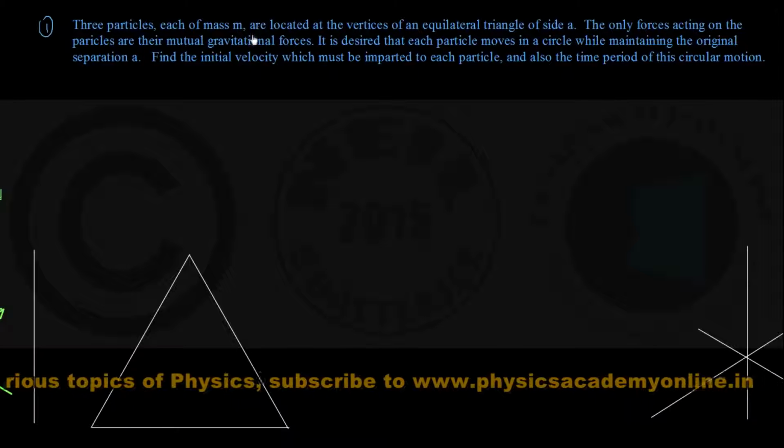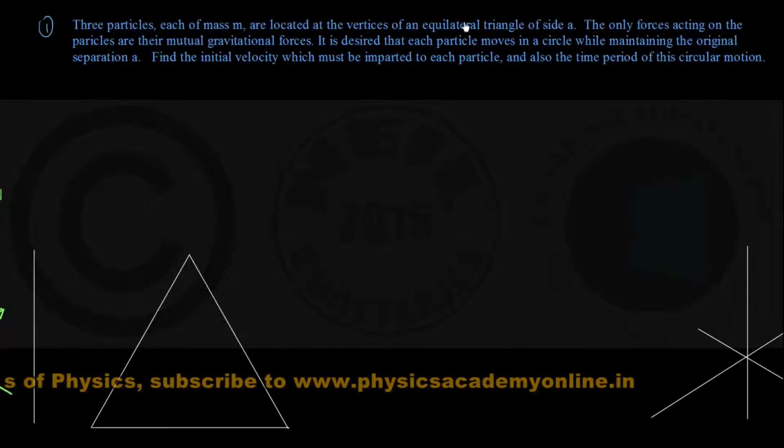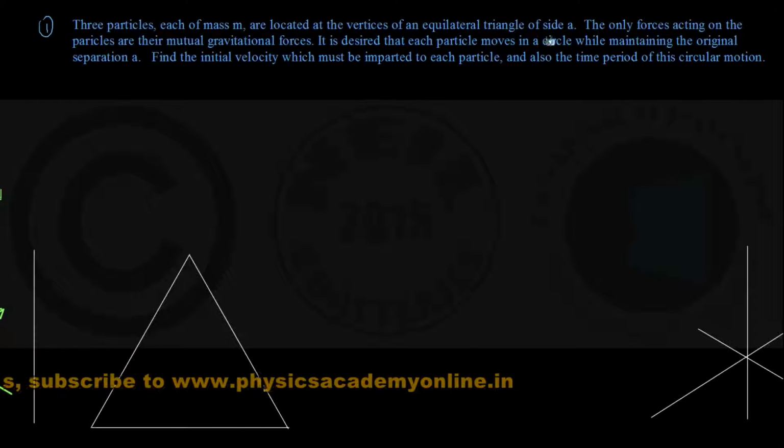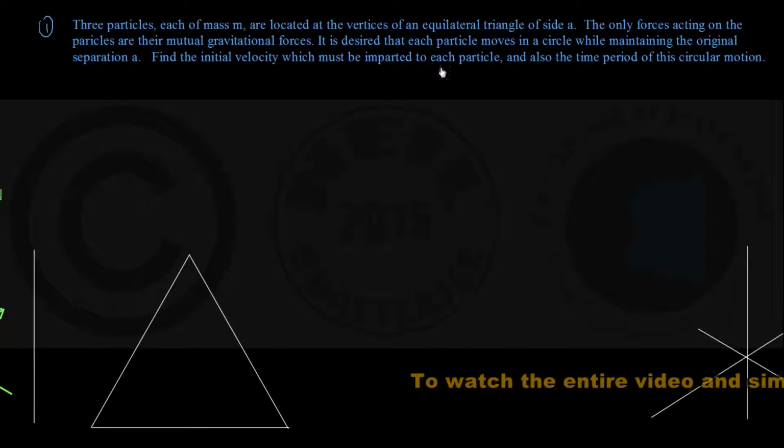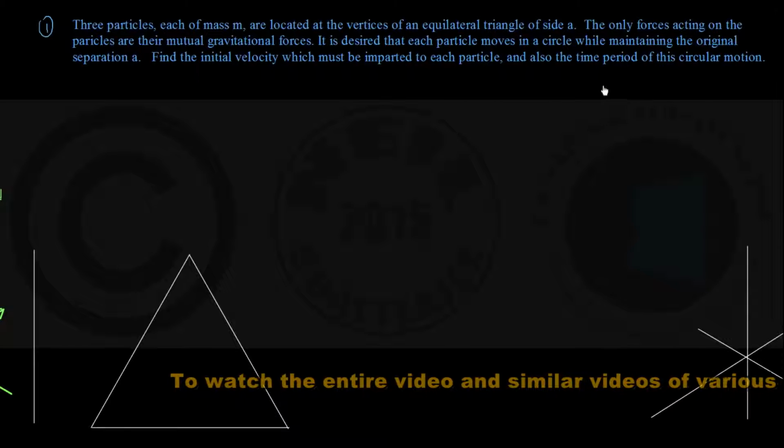So here is the first problem coming on your screen, and this one is telling that three particles, each of mass m, are located at the vertices of an equilateral triangle of side A. The only forces acting on the particles are their mutual gravitational forces. It is desired that each particle moves in a circle while maintaining the original separation A. Find the initial velocity which must be imparted to each particle and also the time period of this circular motion.